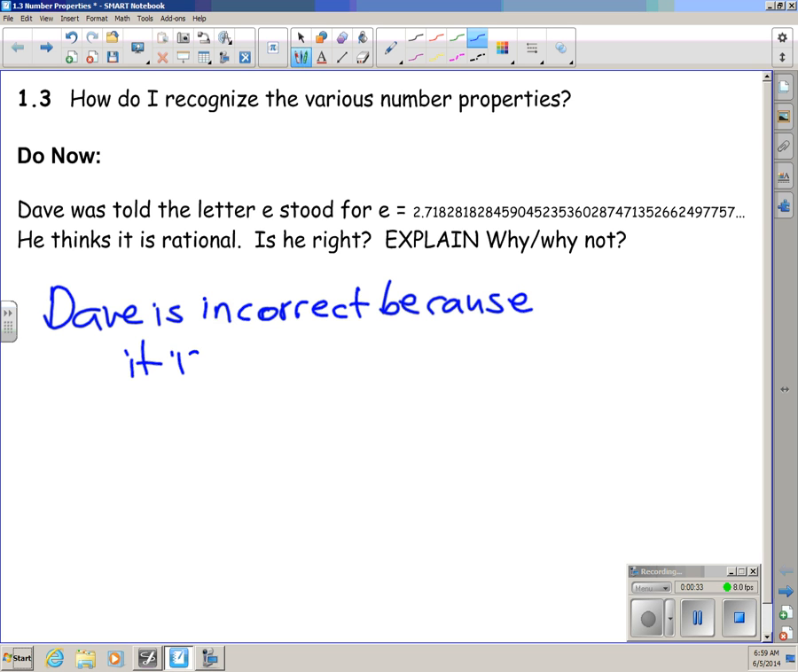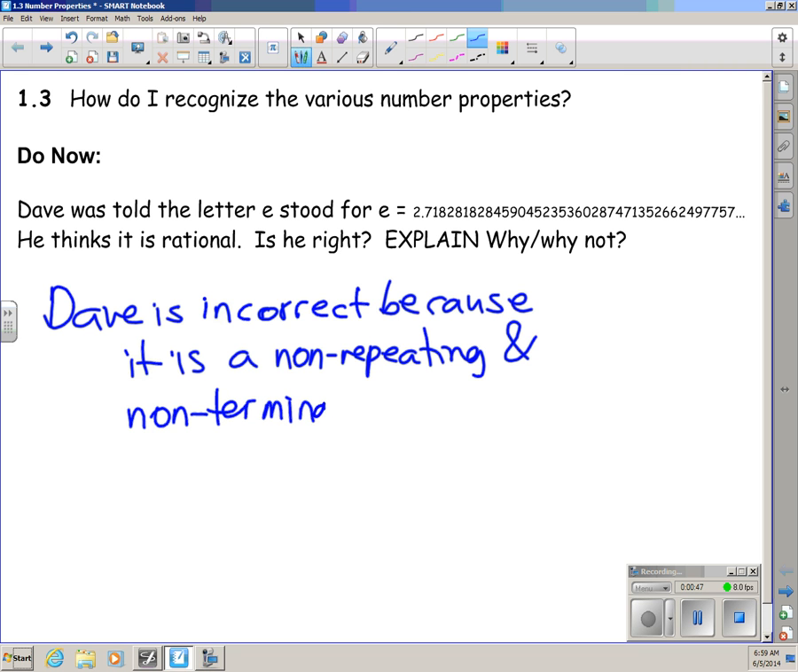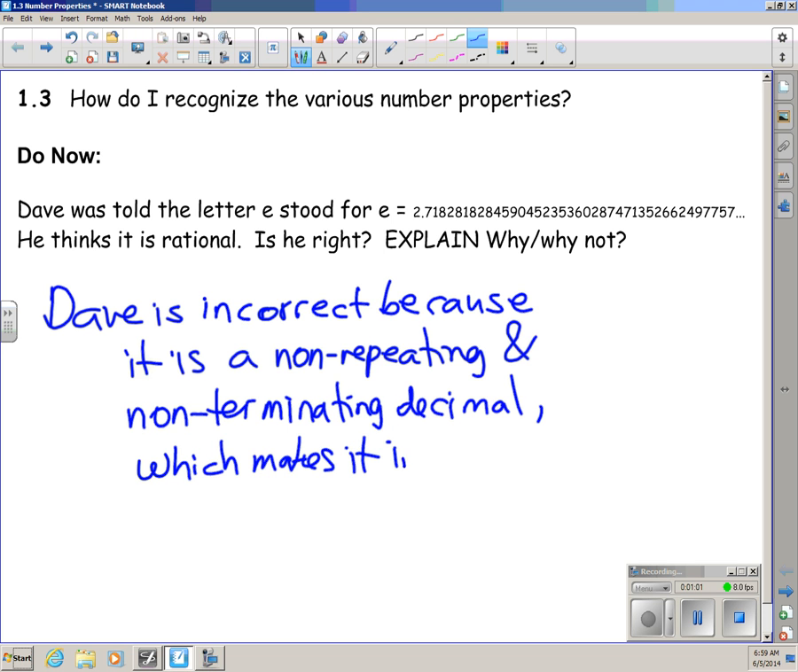Because it is a non-repeating and non-terminating decimal, which makes it irrational. All right, so we're going to review different types of number properties that you are very familiar with.